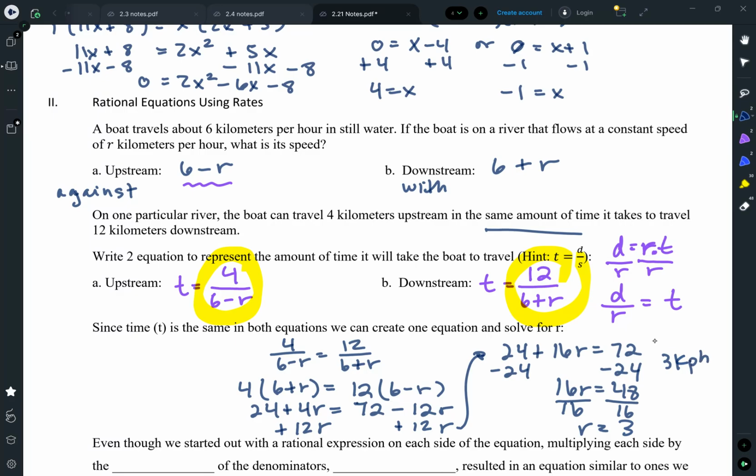Or river current, I'm not even sure what to call it. River speed sounds weird. Maybe river current is better. Question mark, not sure what to call that.